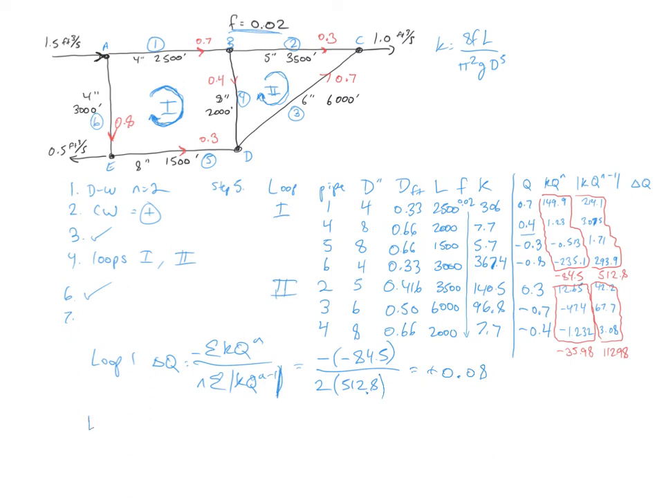Okay, I go down to loop 2, do the same thing. Delta Q equals negative, I got negative 35.98, negative 35.98, all over 2 times my 112.98. That equals a positive 0.16.